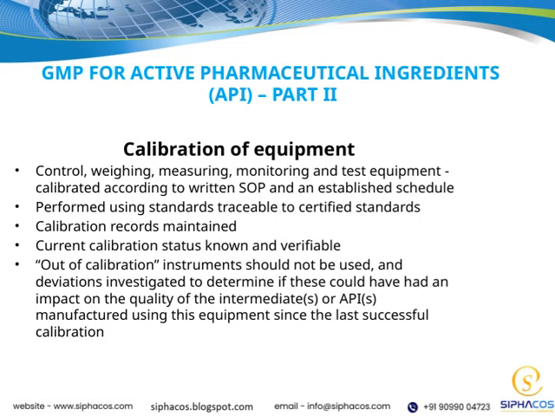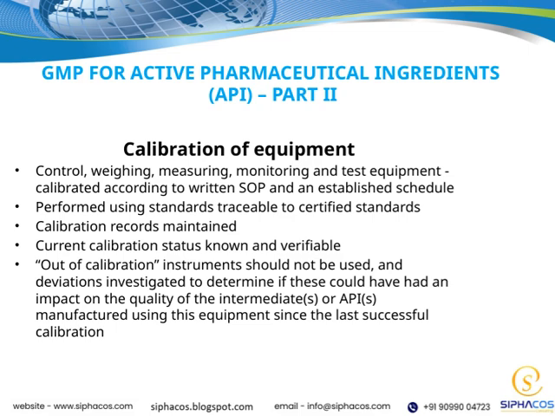Let's talk about the calibration of equipment. It's crucial that all control, weighing, measuring, monitoring, and test equipment are calibrated according to a written standard operating procedure, or SOP, and on an established schedule. This ensures consistency and accuracy in our measurements. Calibration must be performed using standards that are traceable to certified standards, which means we can verify their accuracy and reliability. Keeping thorough calibration records is essential, as it allows us to track the history and status of each piece of equipment.